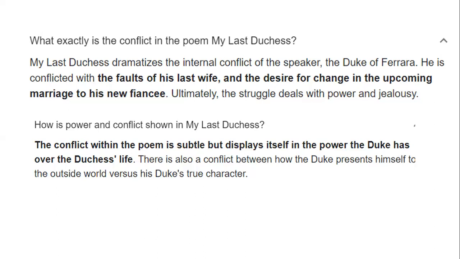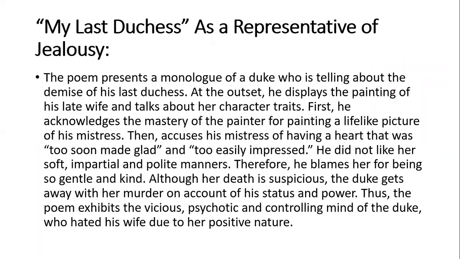Ultimately, the struggle deals with power and jealousy. Okay. So, power and jealousy would also be viewed as a theme of this poem, a very key theme of this poem, which we are going to study a little later.